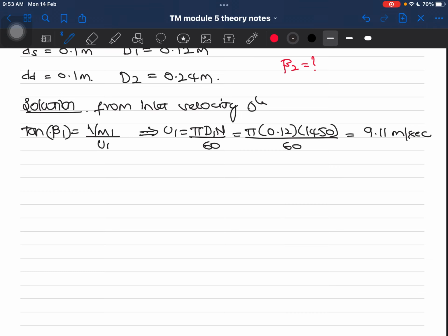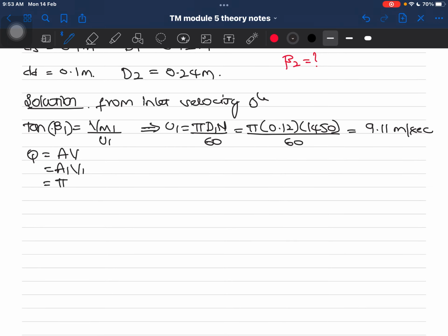Okay, and you know that Q is equal to A into V. So I would write it as A1 V1 at the inlet. A1 is what? Inlet in the sense it is the suction side. So it is pi by 4 d squared, and d we have to take as the suction diameter. So pi ds squared by 4 is the value of A1, multiplied by V1, which is nothing but the flow velocity, Vm1. So this is an important point here.